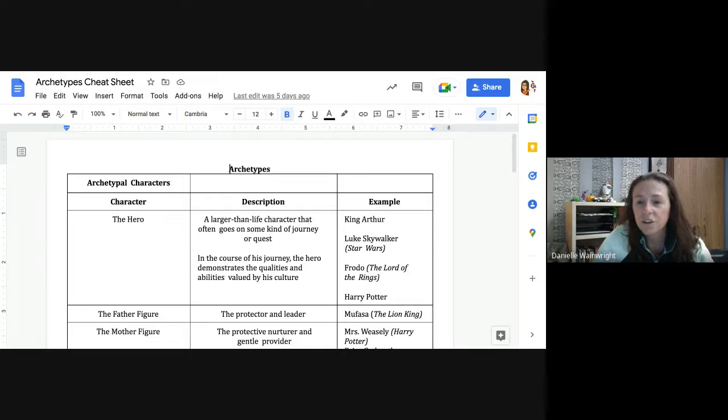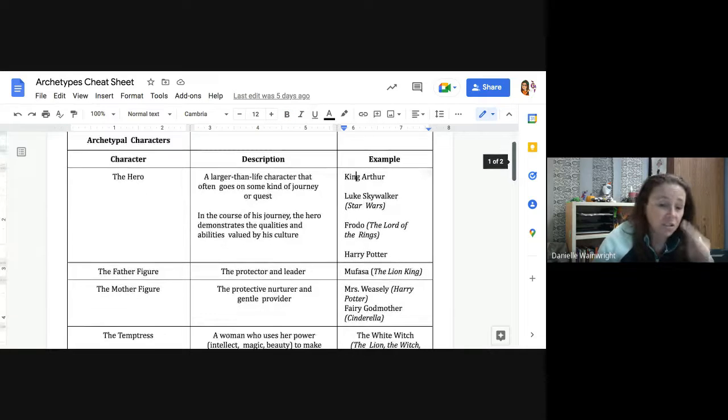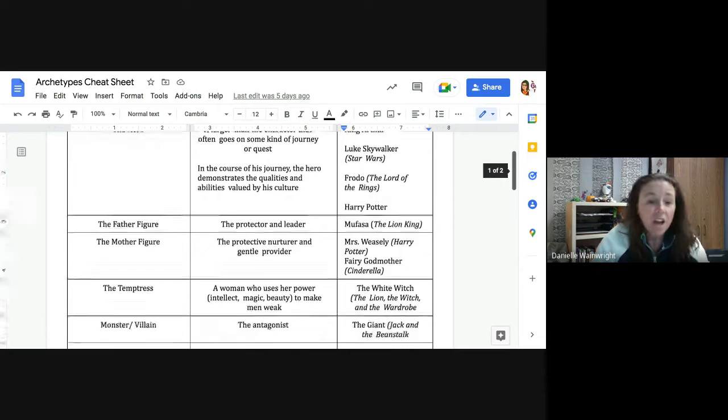So we talked about the different types of archetypes. There's archetypal characters. And guys, this list is minimal. There are tons of archetypes. These are just some of the most popular ones, okay? So take a look at those.